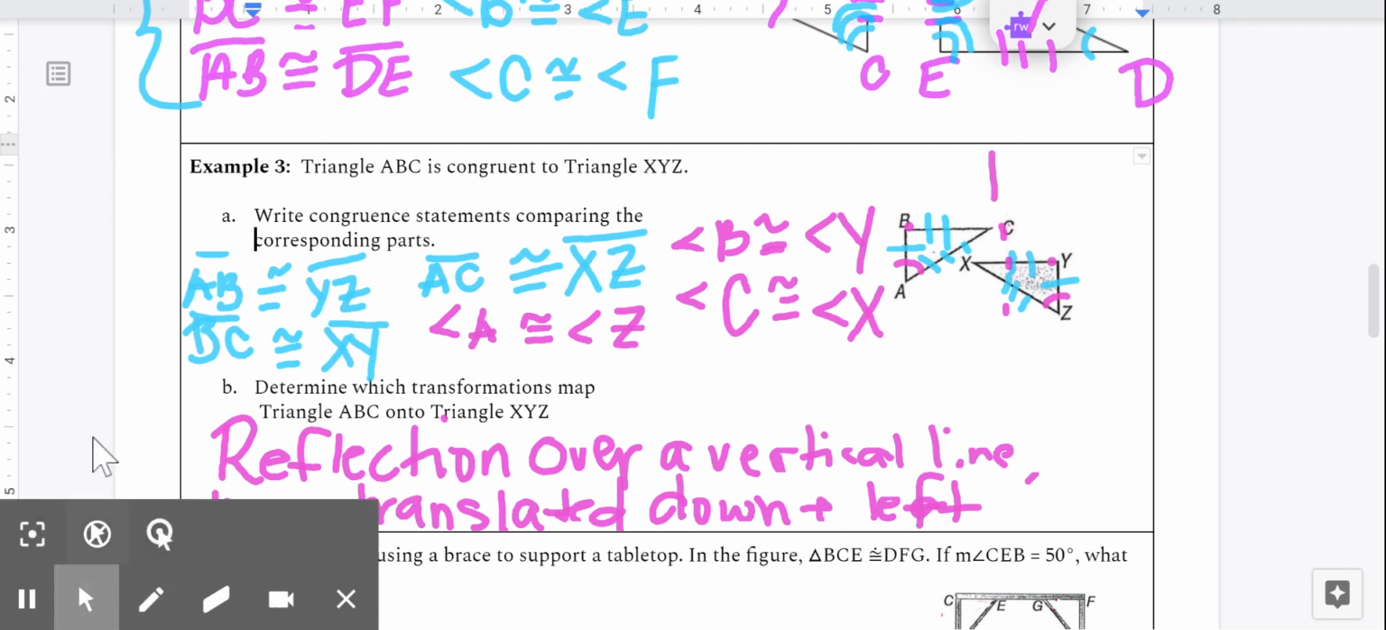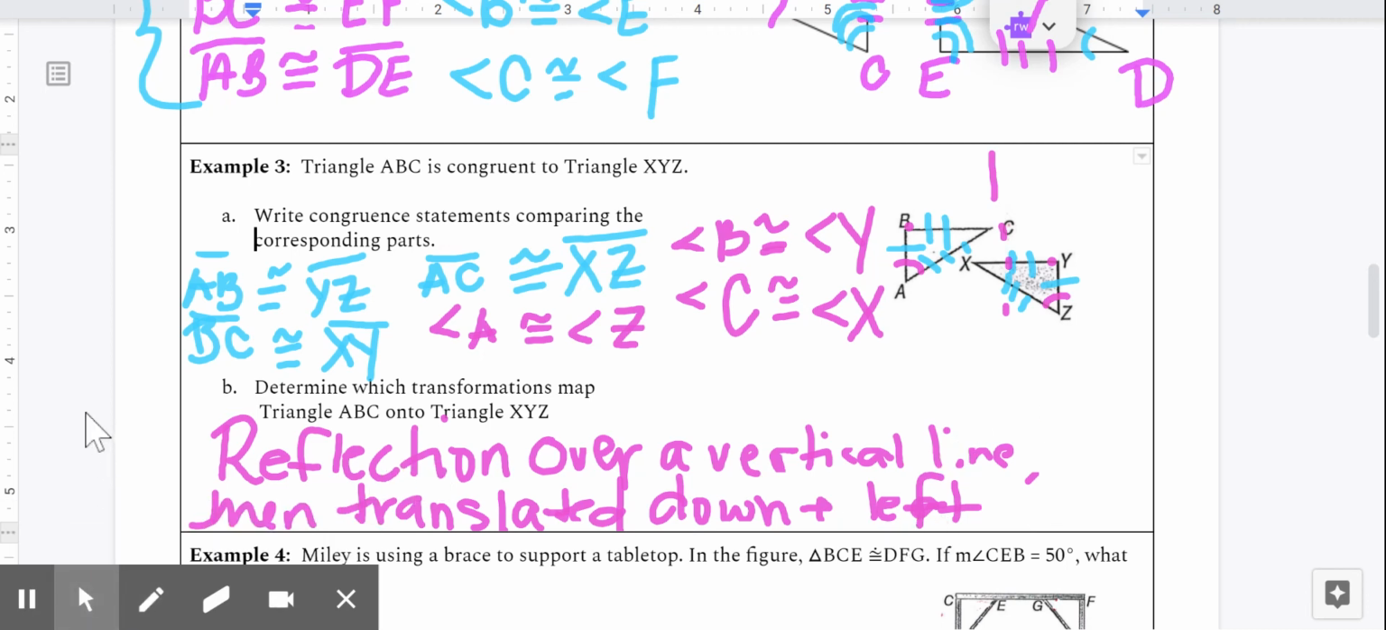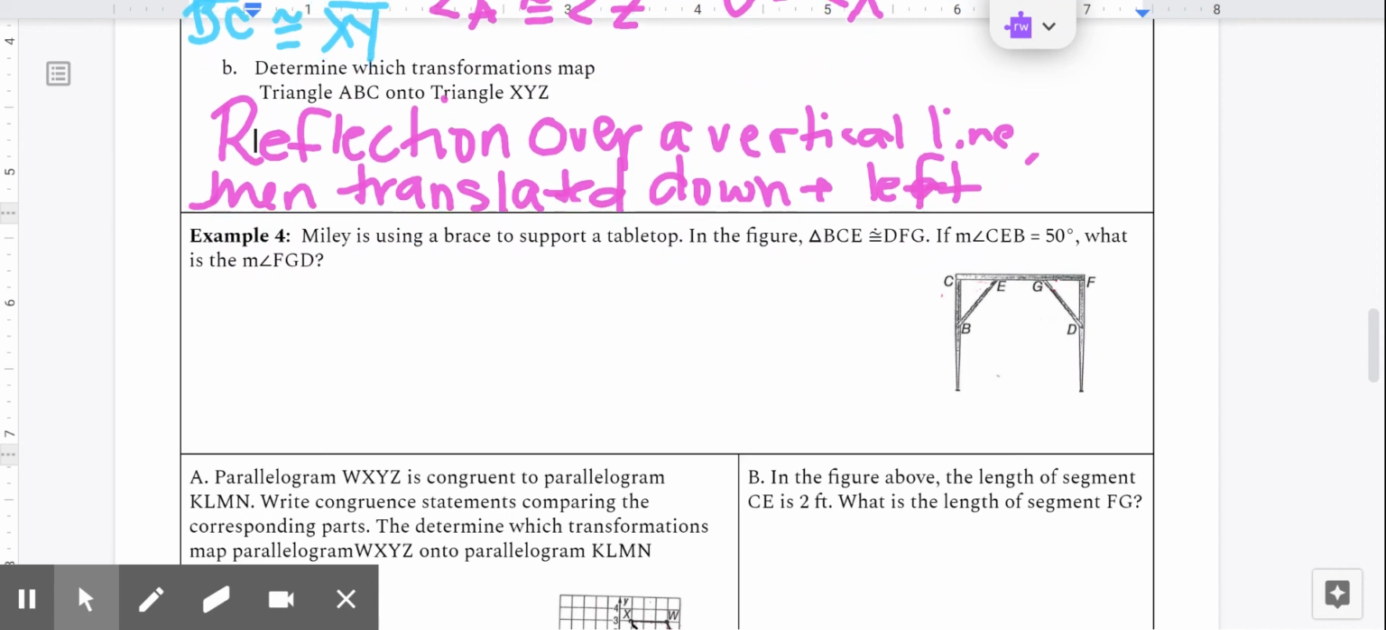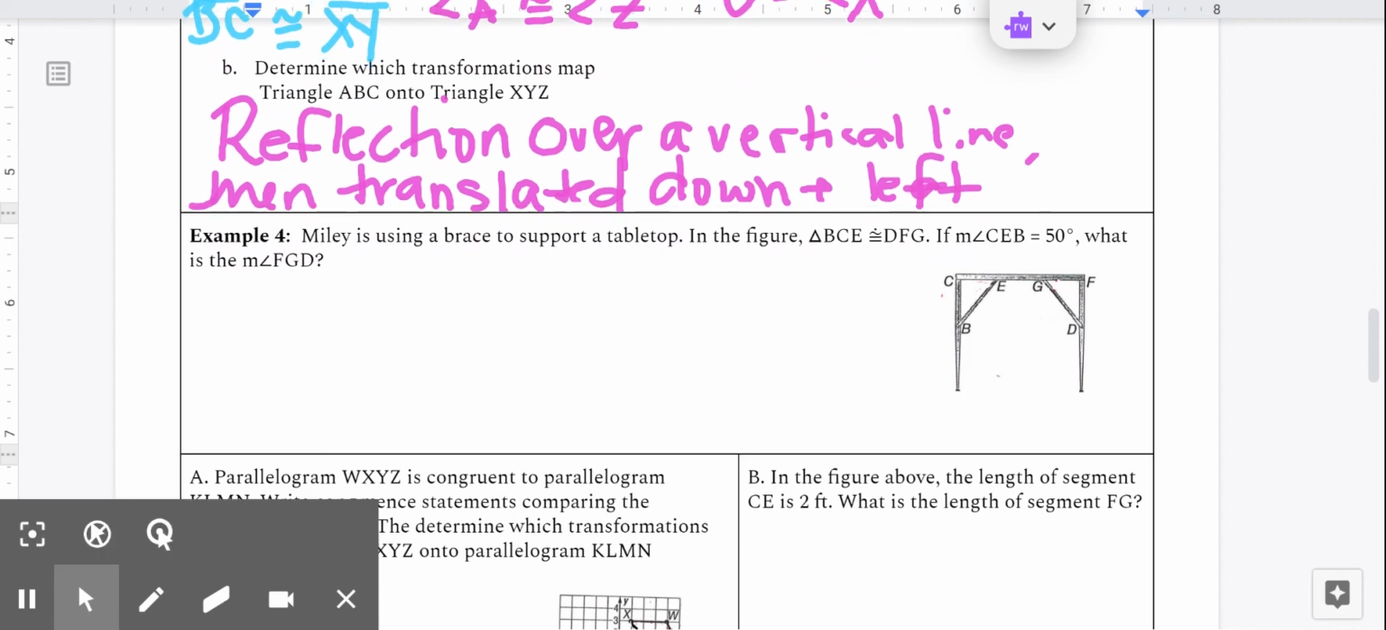All right. The last kind of new thing that we're going to do here is look at this problem here. It says Miley is using a brace to support a tabletop. In the figure, triangle ABC is congruent to DEF. If the measure of angle CEB is equal to 50 degrees, what is the measure of angle FGD? So they wrote those angle measures in a different way than we've seen before, right? They said angle CEB. Before we've just seen like the measure of angle C.